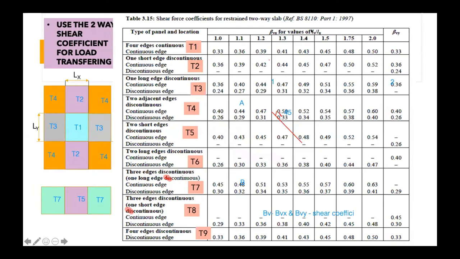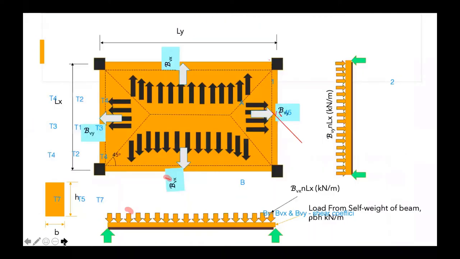Now we need to identify what is the value of BVX and BVY. So here you have BVX, BVY. The value depends on the value of LY over LX. But as you can see here, BVY from the right column does not depend on LY over LX. Meaning that after you identify it, then we can find the BVX. Now let's look at this figure. I need to erase first.